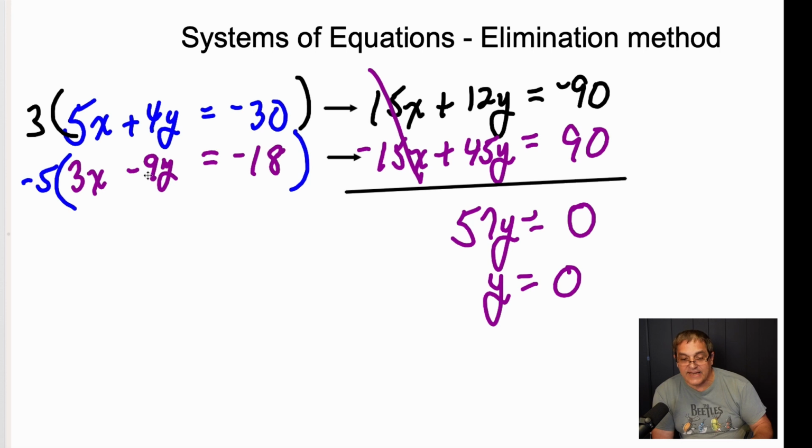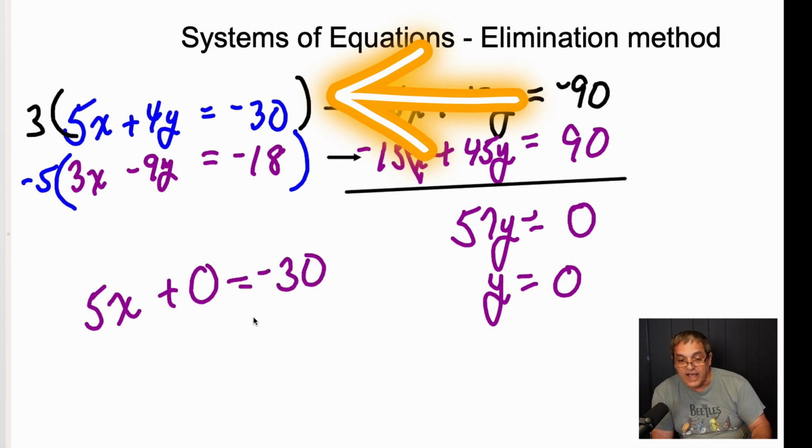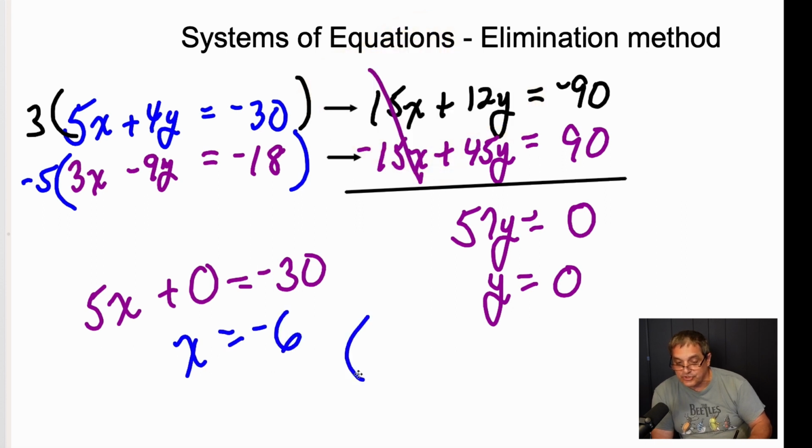Okay? And again, I've got to go back to any one of the equations. I'm going to pick the upper left again. So 5x plus 4 times 0 is 0. So it's 5x plus 0 is equal to negative 30. I divide both sides by 5, and I get x equal to negative 6. So the solution to this one is negative 6, 0.